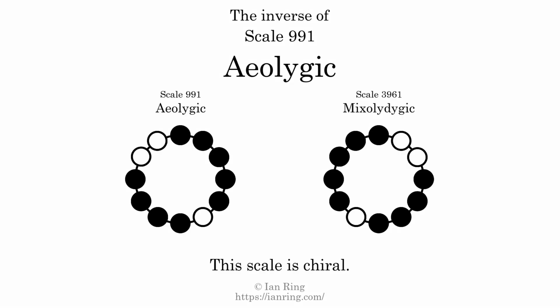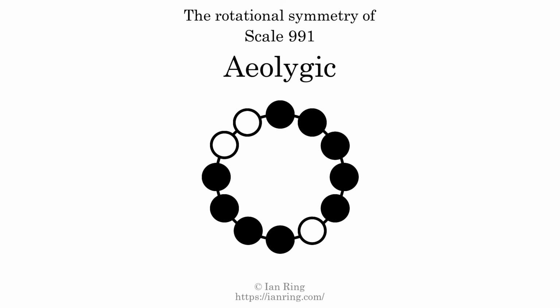The inverse of a scale is a mirror image. It is what you get when the sequence of intervals is reversed. The inverse of this scale is scale 3961, also known as Mixolydigic. This scale is chiral. It cannot transform into its inverse by rotational transformation. This scale has no rotational symmetry.